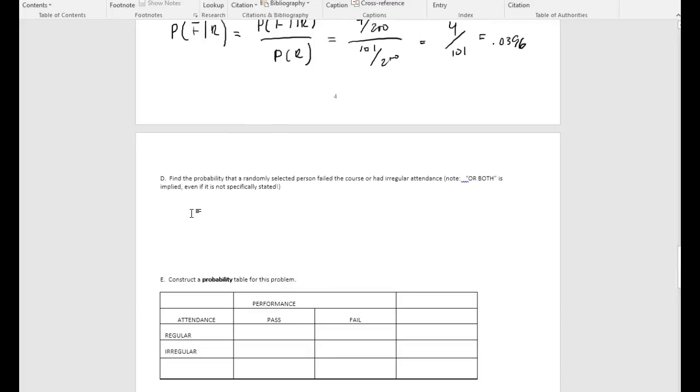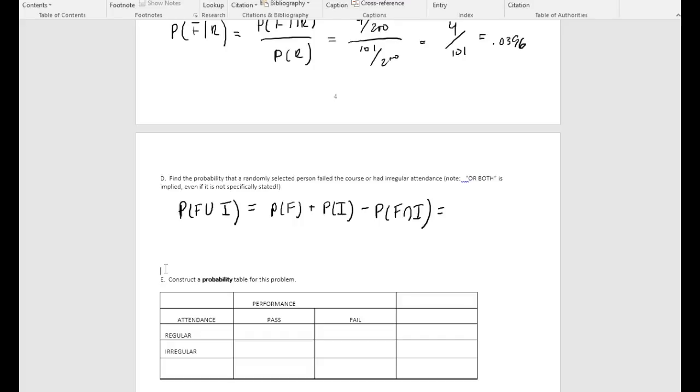Find the probability that a randomly selected person failed the course or had irregular attendance. Or both is implied, even if it is not specifically stated. We know that just from our union probability. So the probability of failed or irregular is going to be the probability of failed plus the probability of irregular minus the probability of failed and irregular.